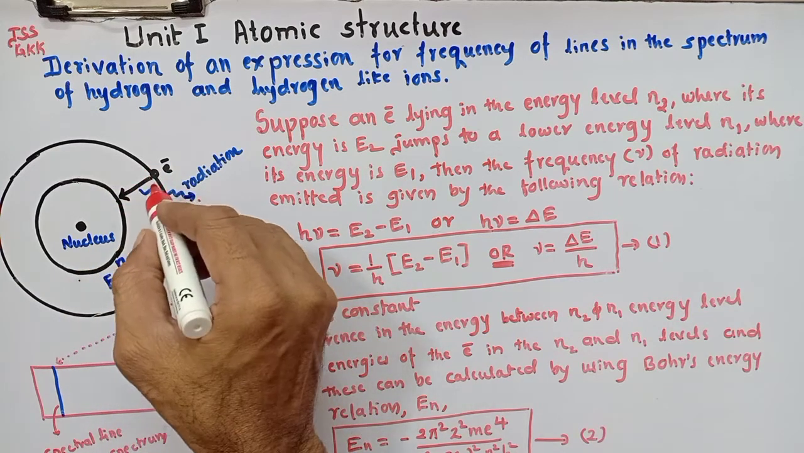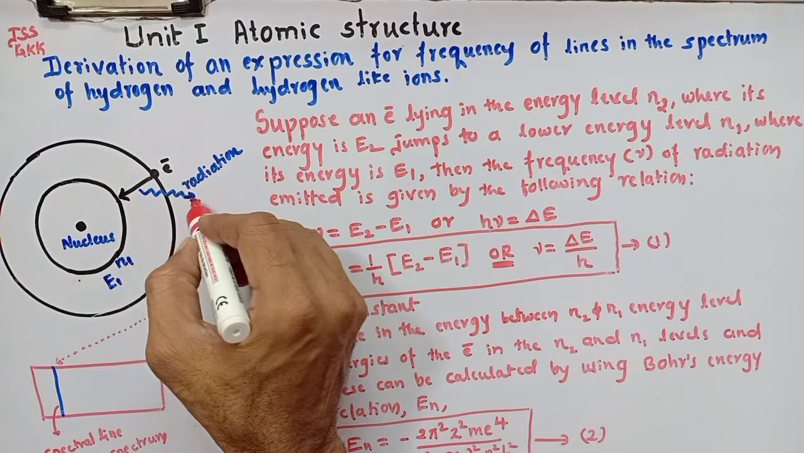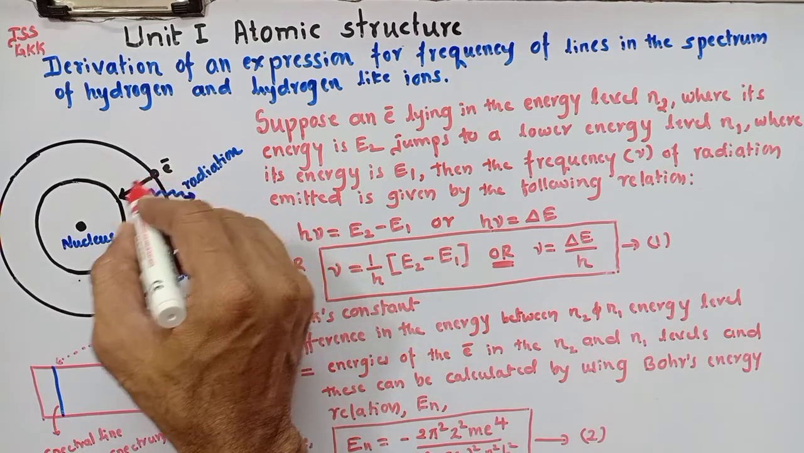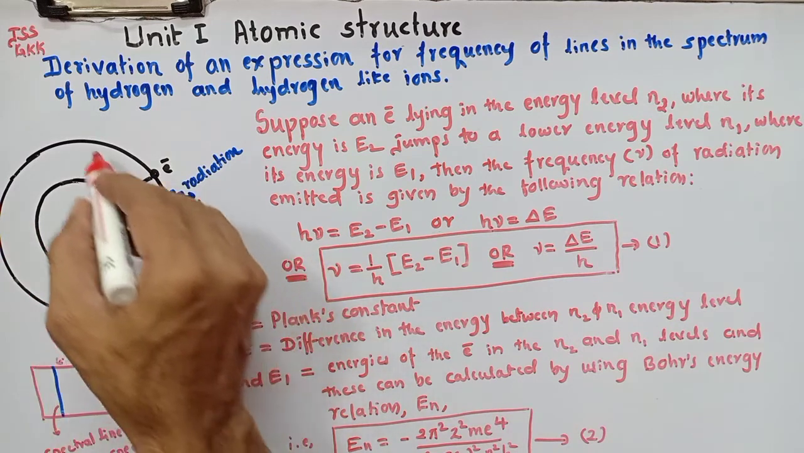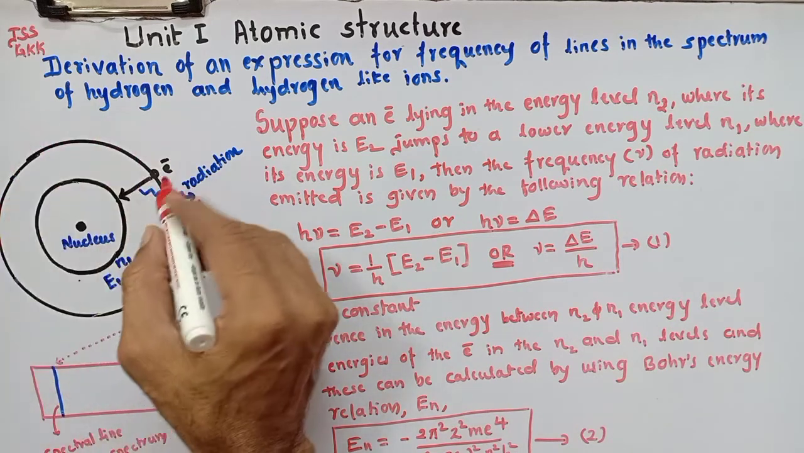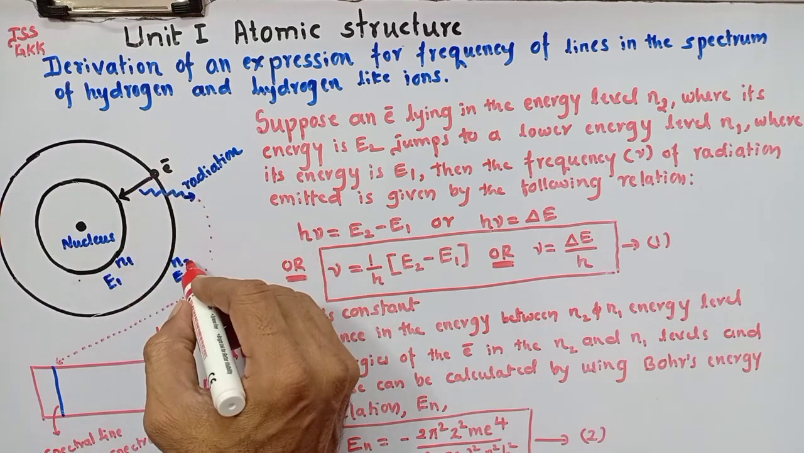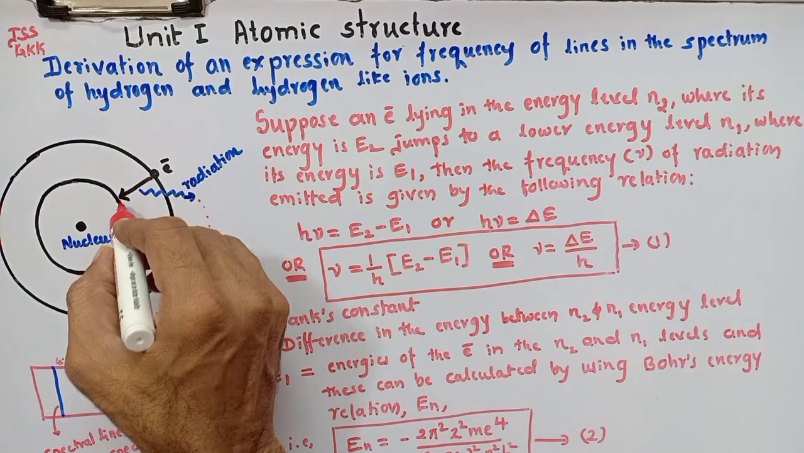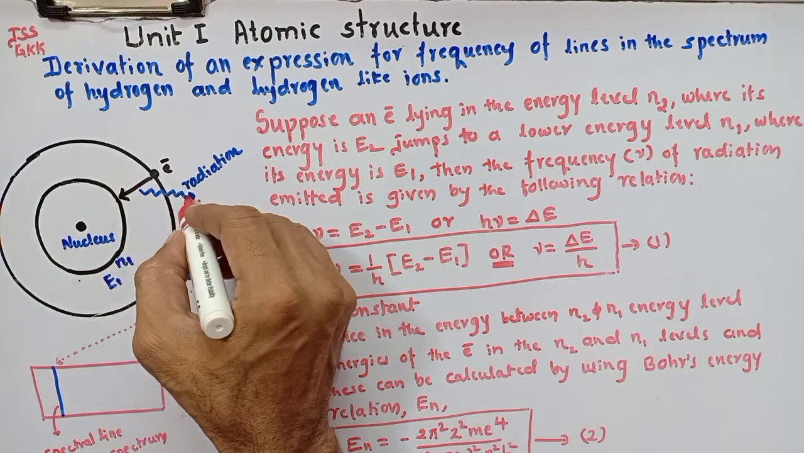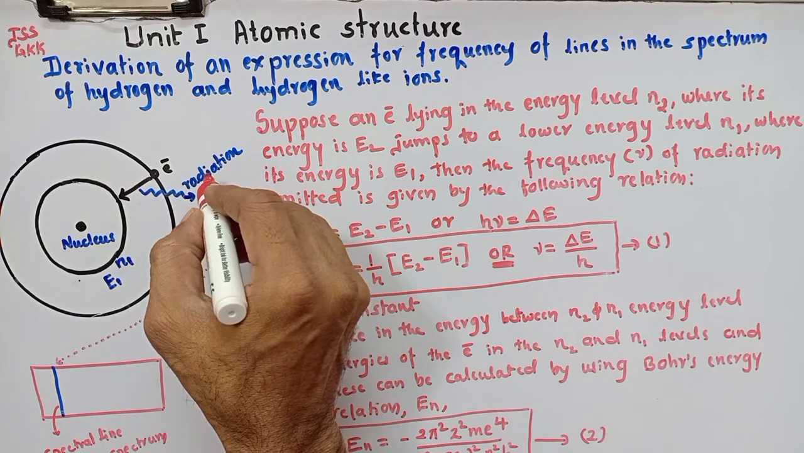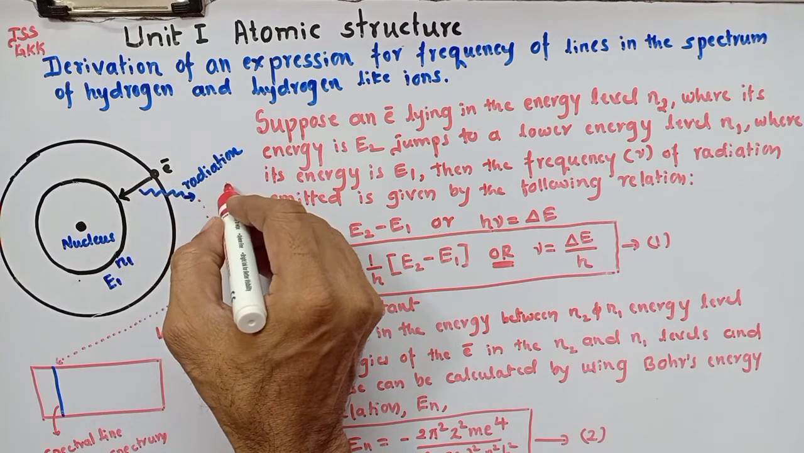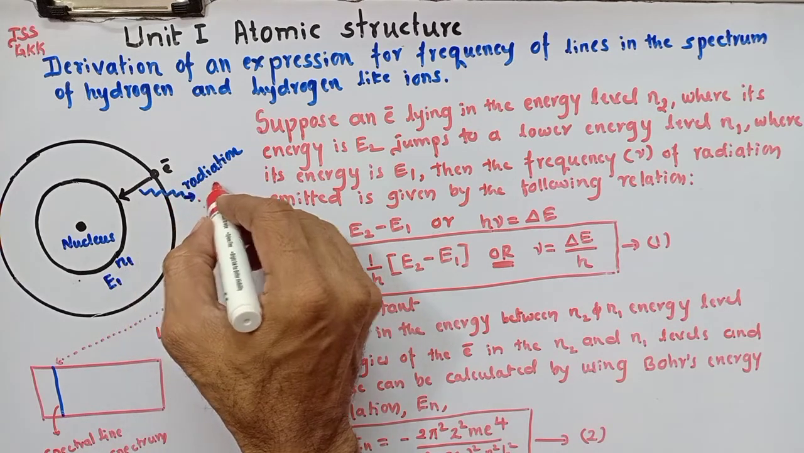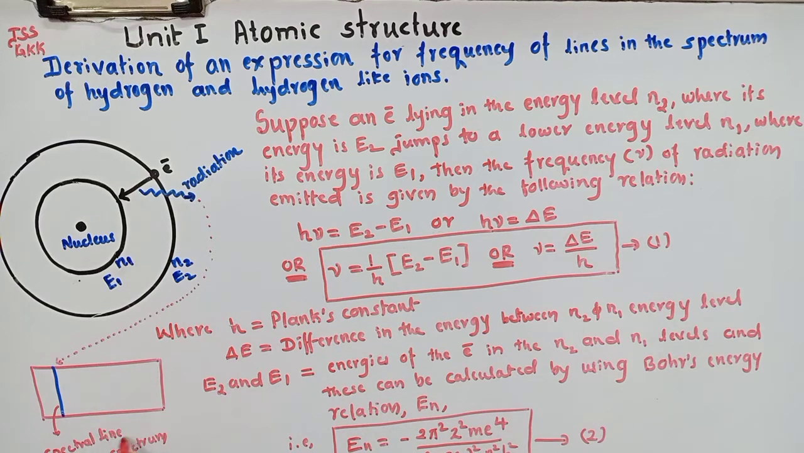Now, the question comes: how do we find the frequency of radiation emitted when an electron jumps from a higher energy level to a lower energy level? For example, consider this one as an atom. Here, the electron which is present in the N2 energy level, where its energy is E2, when it jumps to energy level N1, where its energy is E1, will lose energy in the form of radiation having specific frequency and wavelength. So how do we find the frequency of this emitted radiation, or the frequency of this spectral line in the spectrum?